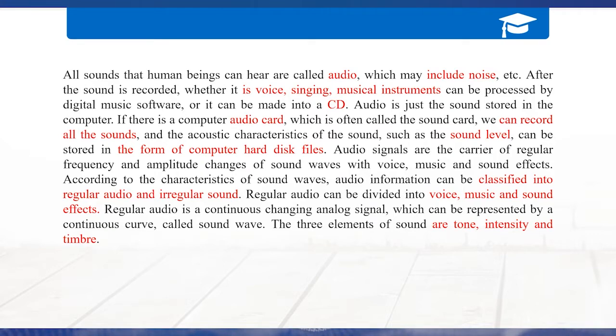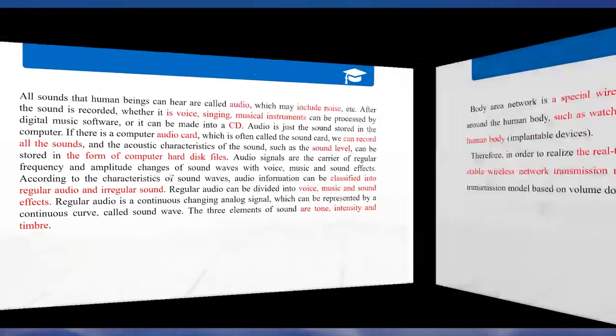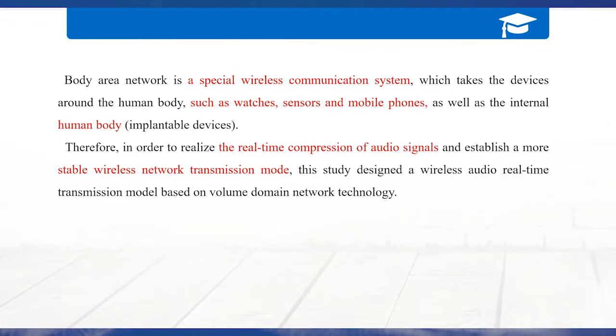There are 3 elements of sound, including tones, intensity, and tempo. Body area network is a special wireless communication system which takes the devices around the human body, such as watches, sensors, and mobile phones, and is also used in the internet of the human body. Therefore, in order to realize the real-time compression of audio signals and establish a more stable wireless network transmission model, this study designed a wireless audio real-time transmission model based on body area network technology.